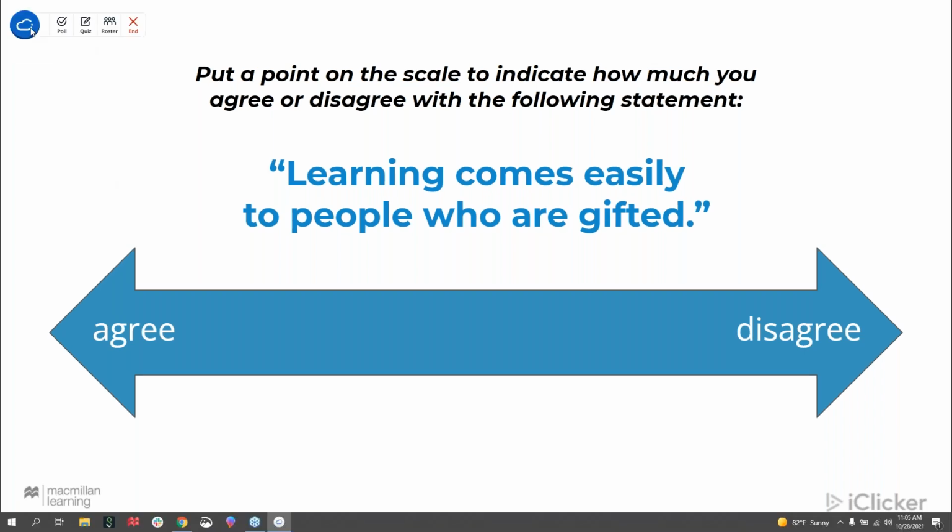So I'm going to open up my iClicker toolbar. I'm going to click on polling. And this is a target question. What I'm going to ask you to do is touch on this scale where your response would be. I just have target selected, and then I'm going to hit the play button. This shows me what was sent to you as a student. Learning comes easily to people who are gifted. Just touch on this arrow, how much you agree or disagree with this statement, and then hit send.